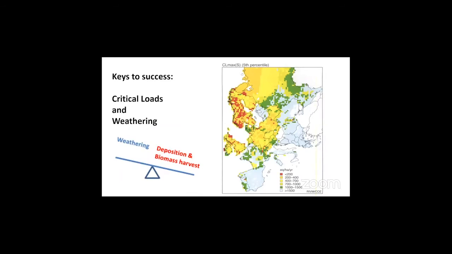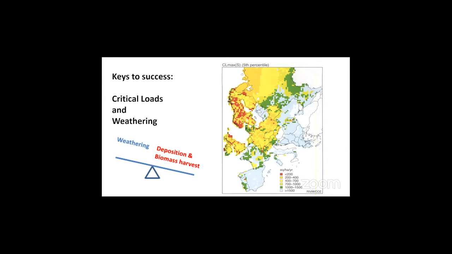Key to this science policy success was the acceptance of critical loads as the basis for reducing acid emissions. The basis of critical loads were the estimates of weathering that science was able to produce. The weathering that could balance the acid deposition and the biomass harvest.